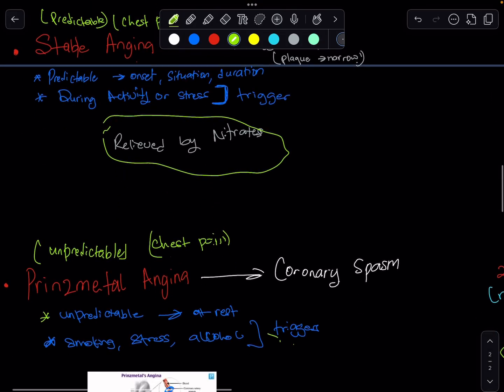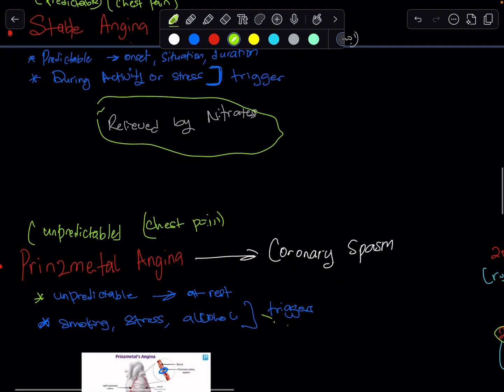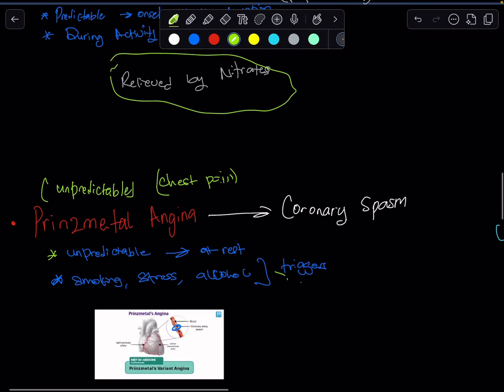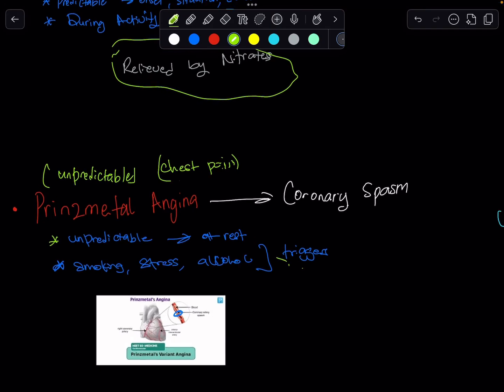And then Prinzmetal, they're very mental, unpredictable. You can't trust them. Unpredictable chest pain, spasms. Spasms are unpredictable too, so that's a correlation. Spasms, we know spasm is a tightening, and when there's spasm, reduced blood flow. We know the process of reduced blood flow causes chest pain. Unpredictable, so it happens even when you're resting. And the triggers: smoking, stress, or alcohol.